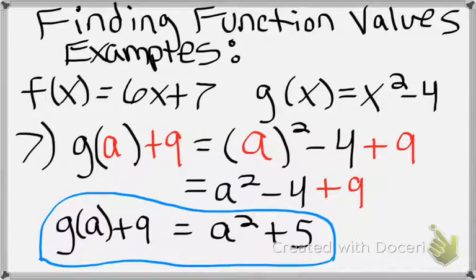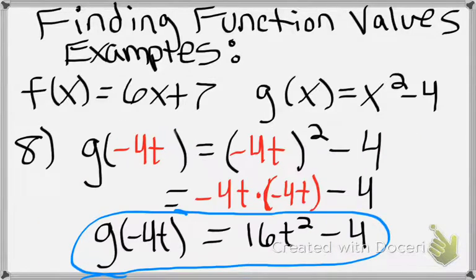Plugging in a and then adding 9. The question was g of a, meaning you're plugging in the a, but then it wants you to add 9 to all of that. So plug in a into x's spot, becomes a squared. Then you still have to add that 9. So negative 4 plus 9 is positive 5. Plug in negative 4t into x's place in the function g. Negative 4t times negative 4t, negative times a negative is a positive, t times t is t squared. And then you're done. Just make sure you have it in proper function notation.